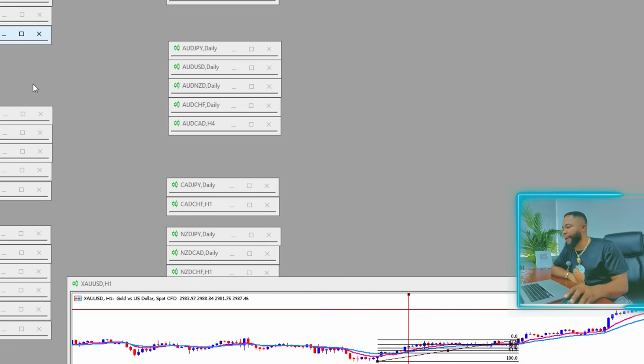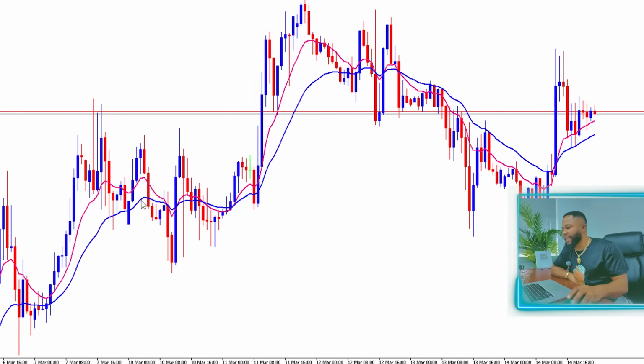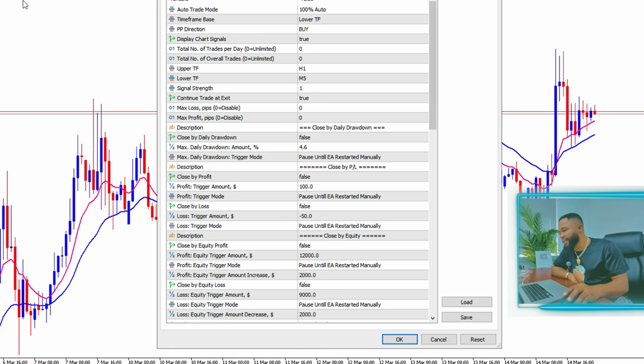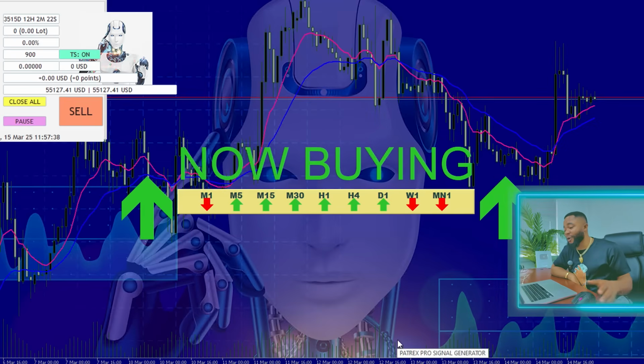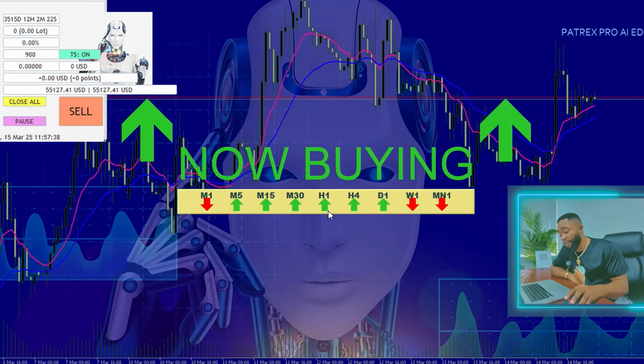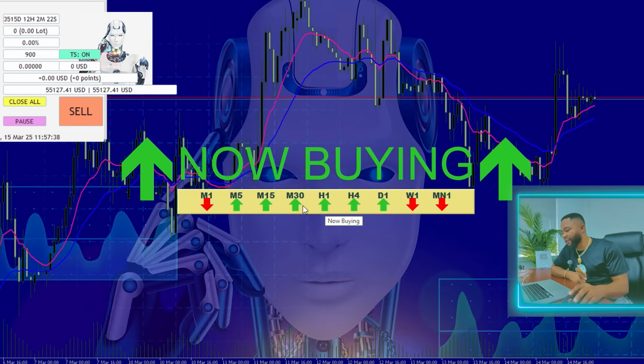Let's use another pair that has different signal settings on different time frames so that we can have another example, right? This is EURUSD. Let's just use EURUSD. We drag Patrix Pro, drop it on the chart, and we click on OK. It takes you less than 5 seconds, and Patrix Pro has analyzed all time frames, and it is able to give us what's actually happening.